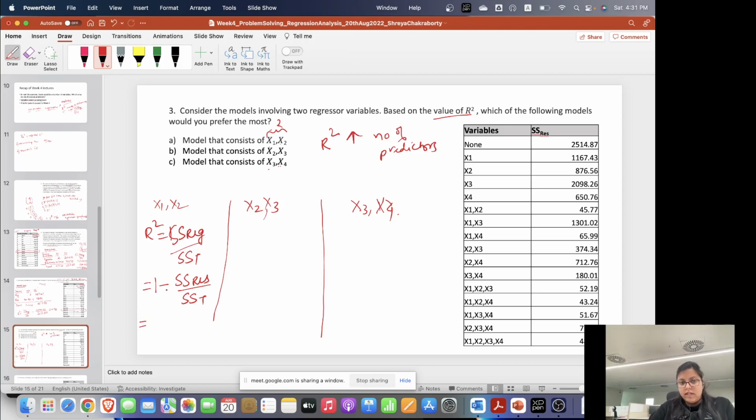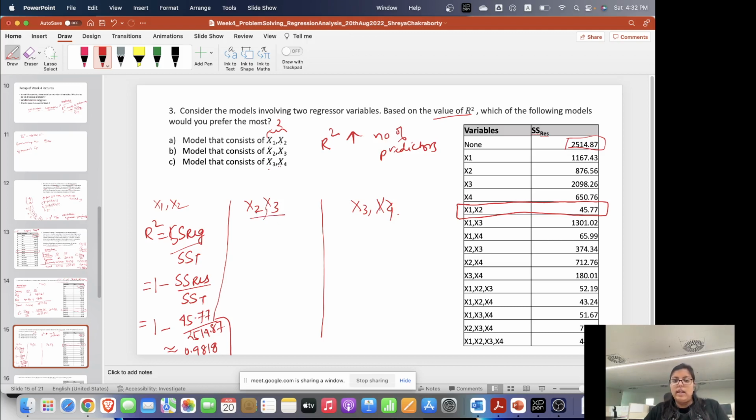So directly from the table we can get this value. Our SS total is 2514.87, and SS residuals for x1 and x2 is 45.77. So 1 minus 45.77 by 2514.87 comes to something around 0.9818. Please check the calculations. I might be wrong, but this is the technique by which you should find it out.